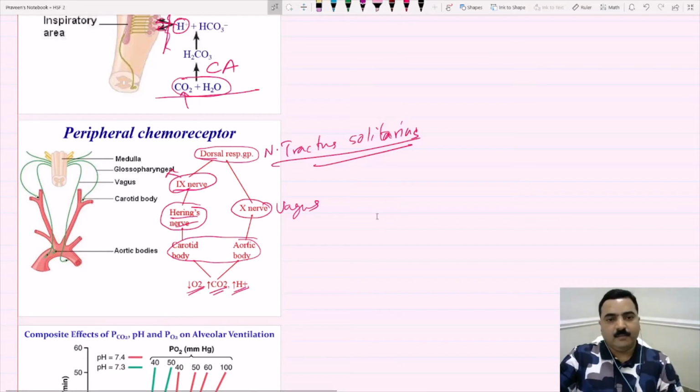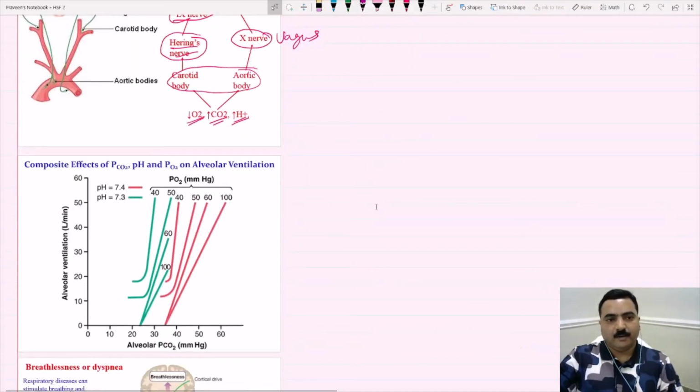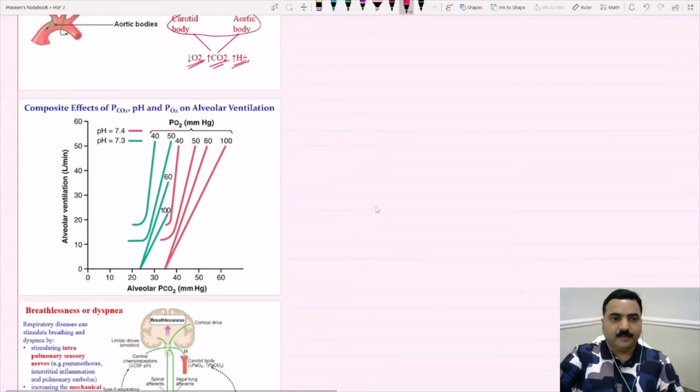So let's see how much of a fall in oxygen is required, and how much of a fall in carbon dioxide is required, in order to control this. This graph is a composite of the effects of PCO2, pH and PO2 on alveolar ventilation. There are four values given over here: the alveolar PO2, the PCO2, the pH, and the alveolar ventilation.